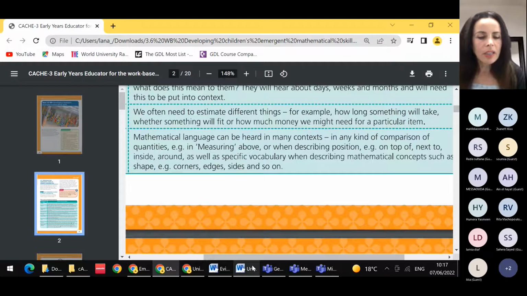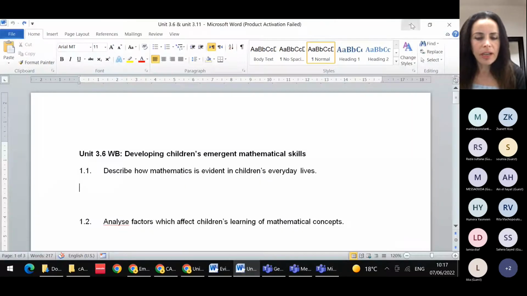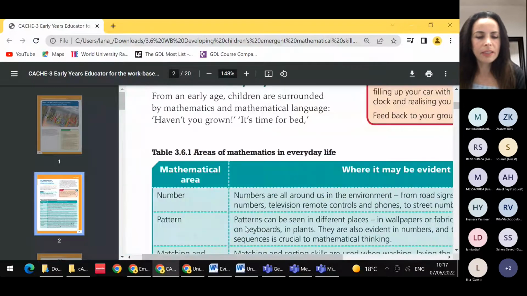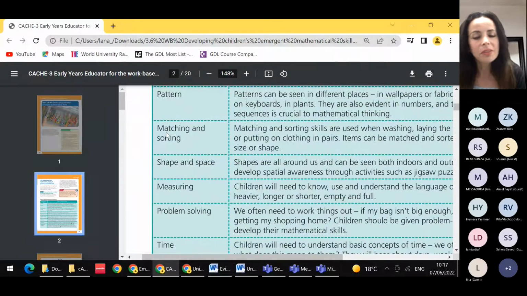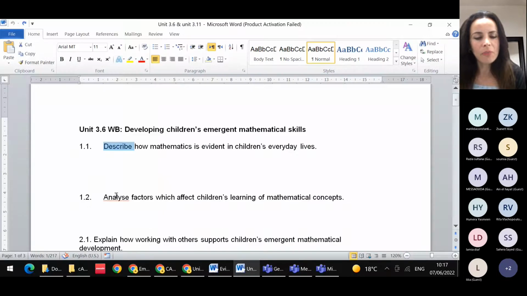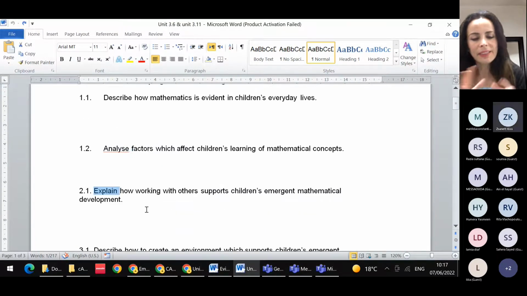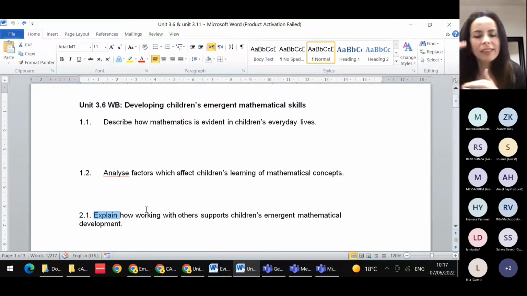So to answer this question, you need just to write what all is here for you. So you have numbers around the children, you have patterns around the children. You need to explain it. As we said, if you have describe or analyze or explain in the question, you always have to write a little bit more and no bullet points, to give a full answer for the examiner. So for the first question, we're done with it.